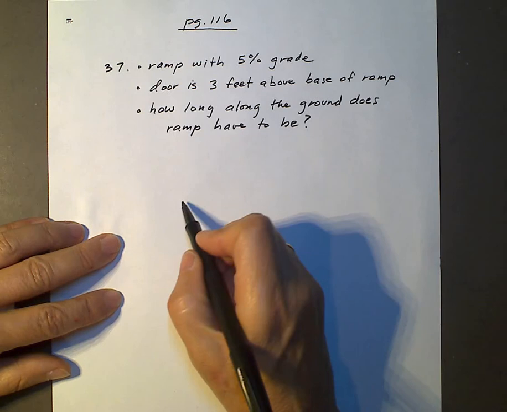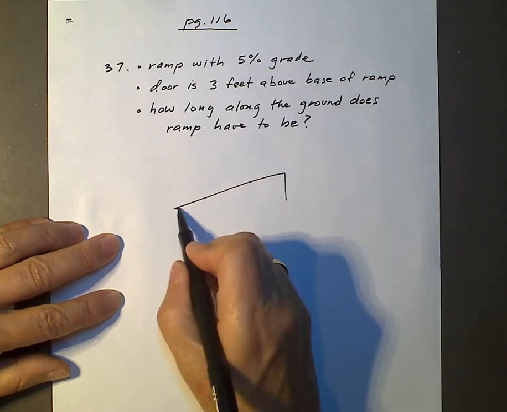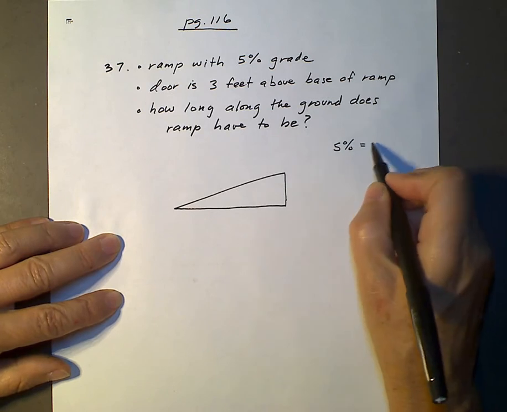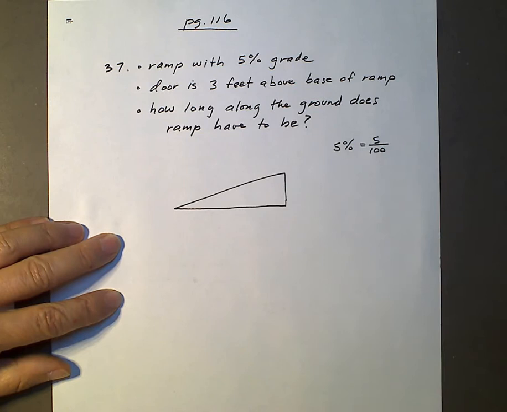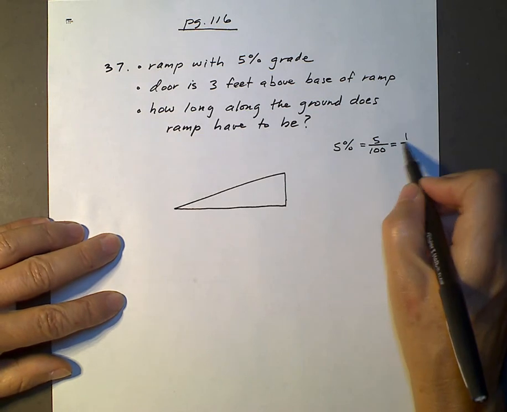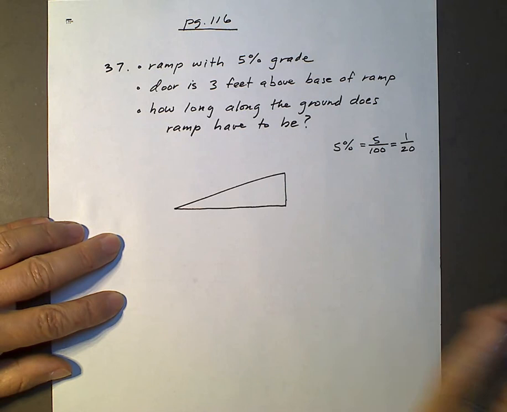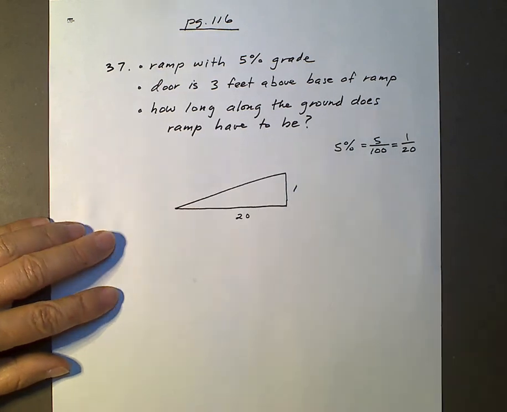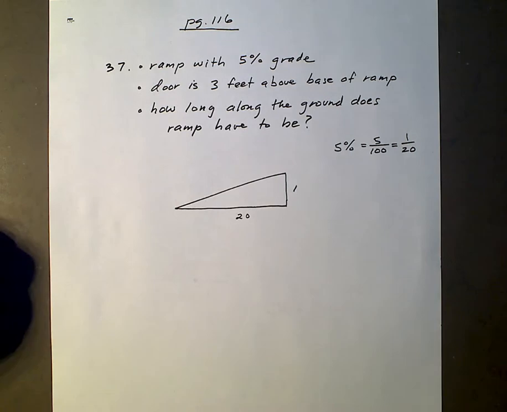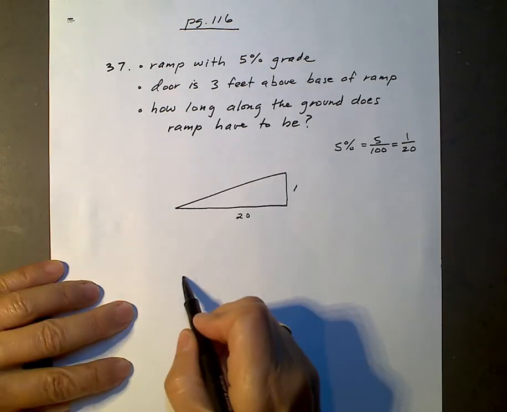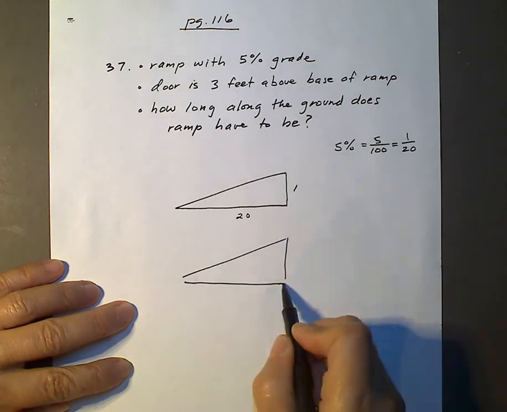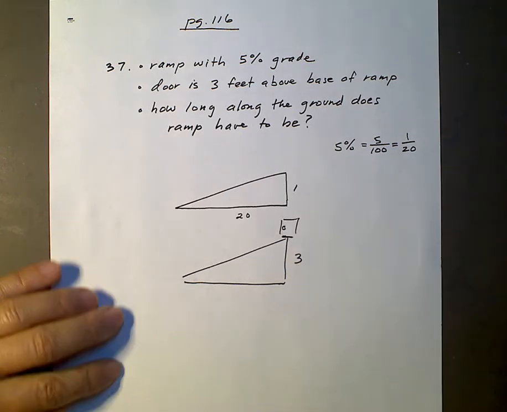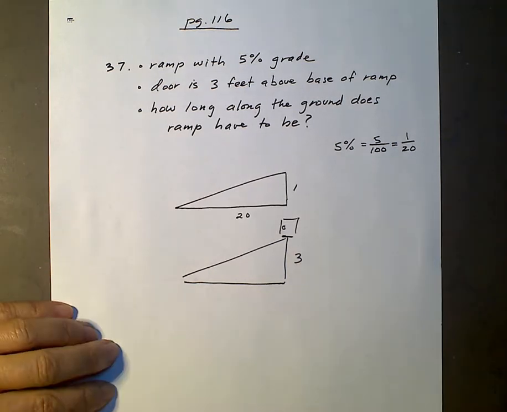So if I'm going to draw a sideways view of that ramp, and if we've got a 5% grade, that's 5/100ths, right? And so to simplify that, I can say that's a grade of 1/20th. So for every 1 foot I rise, I'm going to run 20 feet. And what I'm supposed to find in this problem is, if the door is 3 feet above the ground, they want to know what's that length there.